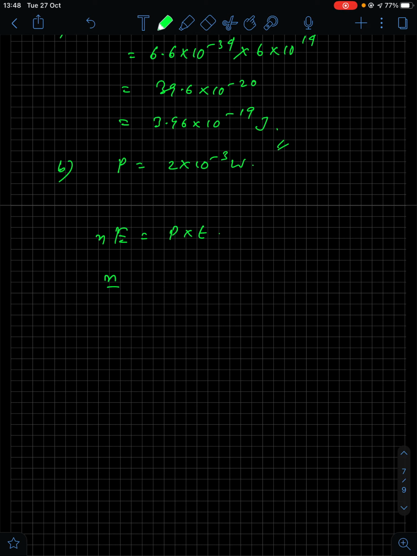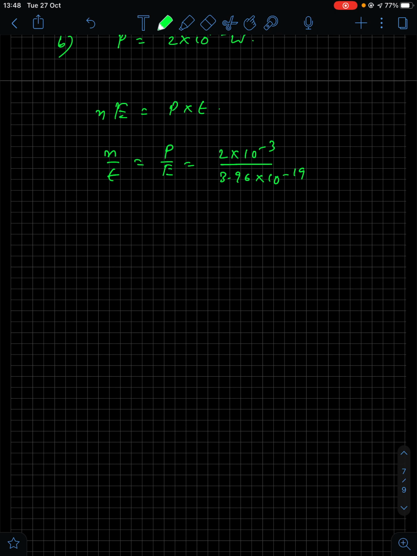So you need to find out the number of photons emitted per second. So n by T is what you are finding out. n by T equals P by E. What is the value of P given? 2 into 10 to the power minus 3. And what is the value of E that you calculated in the first part? 3.96 into 10 to the power minus 19. So that gives you a value of 0.5 into 10 to the power 16.